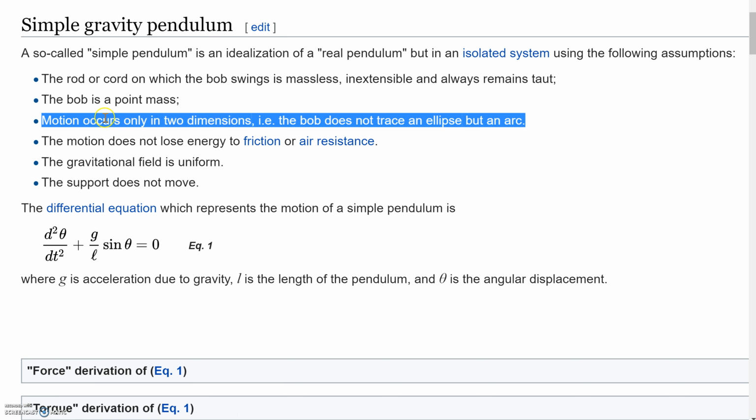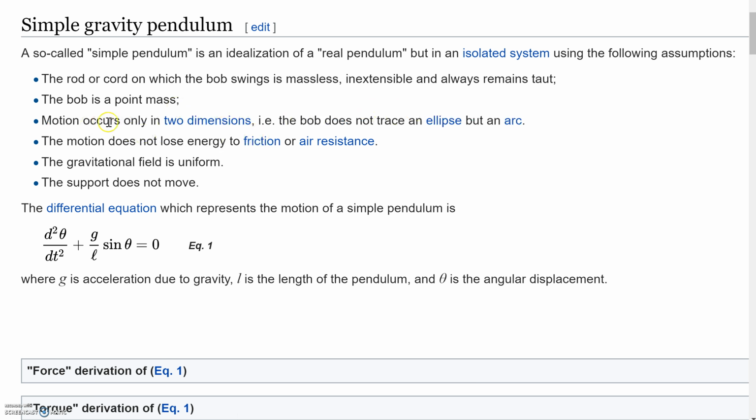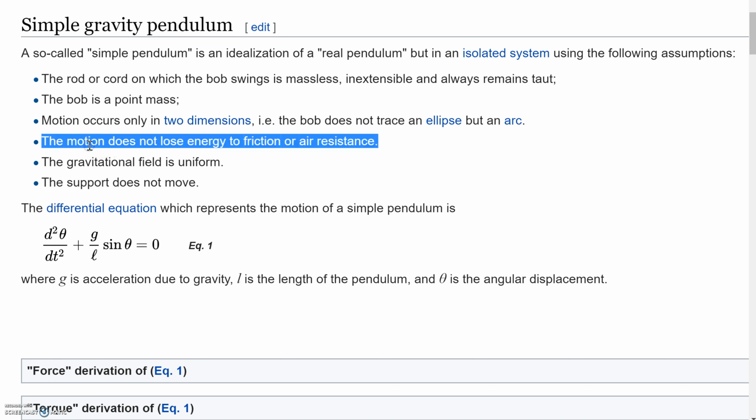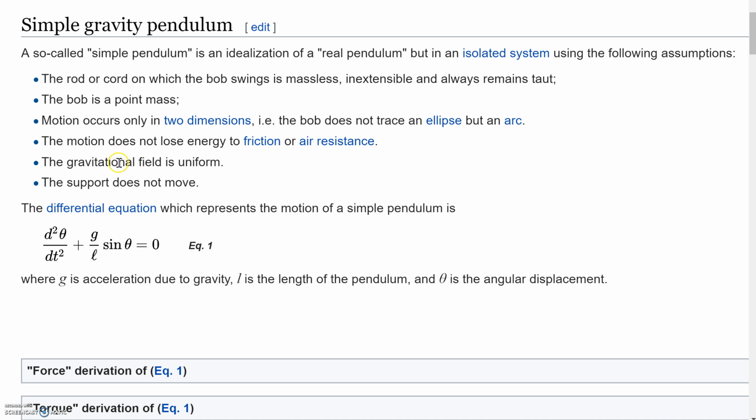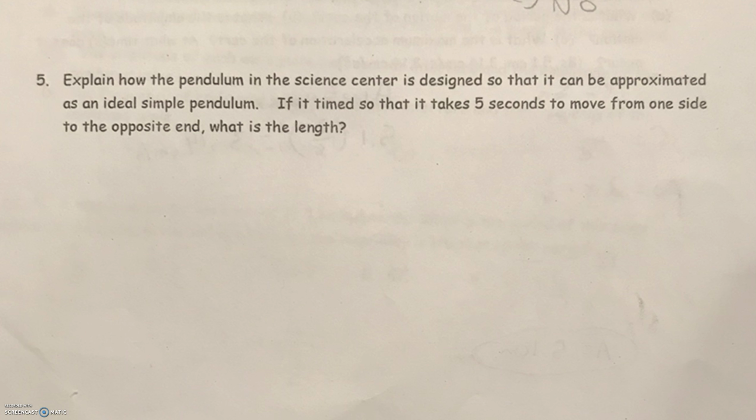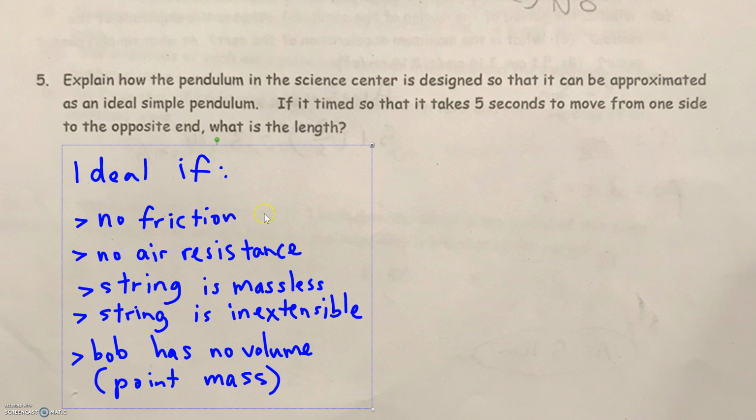So that's definitely not true. I mean, in the Science Center, that thing is going around an entire circle. The motion does not lose energy due to friction or air resistance. The gravitational field is uniform, and the support, so what the pendulum is tied to, does not move. Let's focus on the most important of those. It is ideal if there is no friction, no air resistance, the string is massless, it does not stretch, inextensible, and the bob has no volume. The little ball at the end is a point mass.